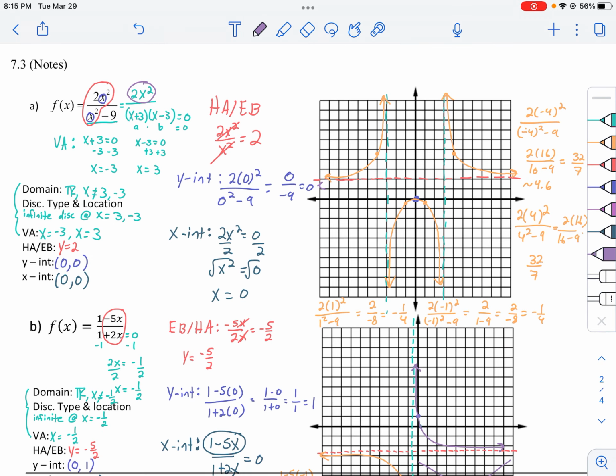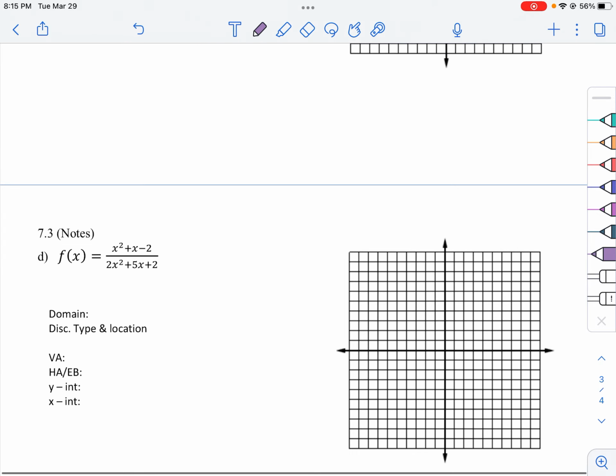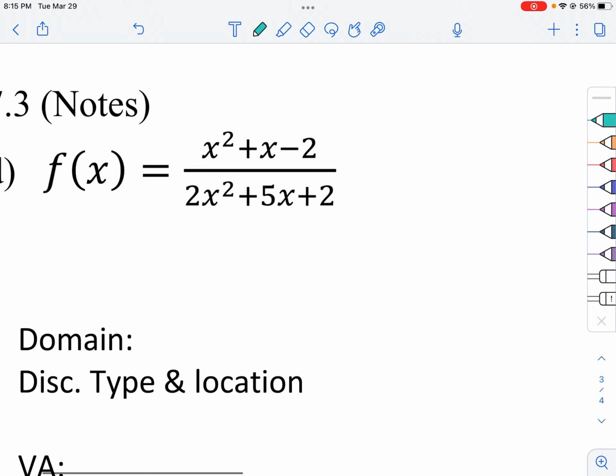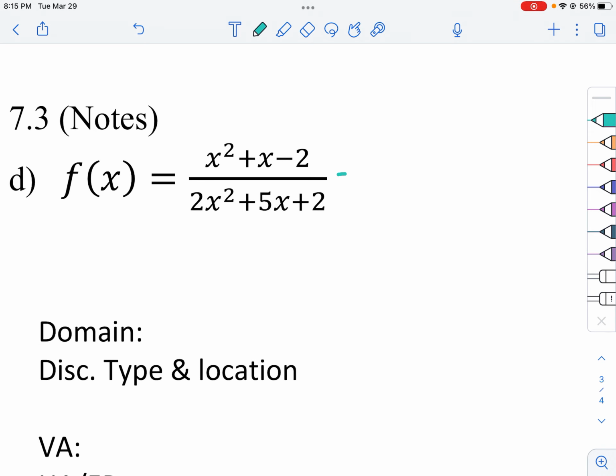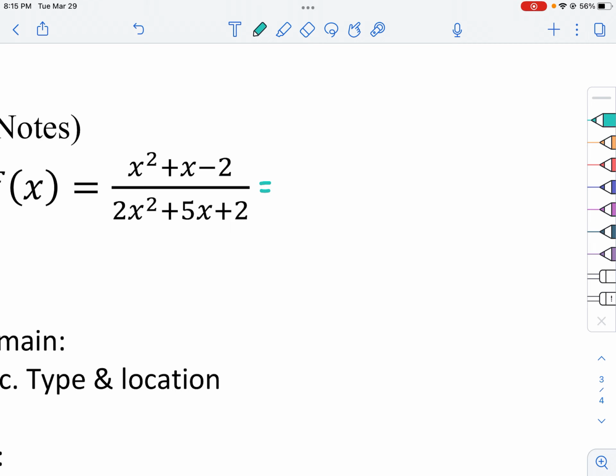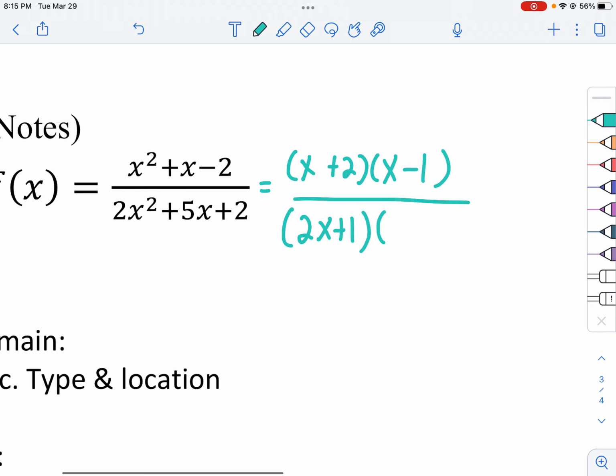Okay, so we're going to do one more for the first day of notes. We're going to scroll down here to letter D, and we're going to try it out. Remember, when you start with these questions, you always factor what you can. So in this case, I'm going to factor the top. It would be x plus 2, x minus 1. In the bottom, we're going to get 2x plus 1 and x plus 2.